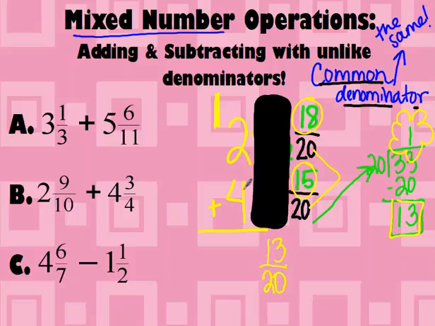Now we can add our whole numbers. So 4 plus 2 is 6, plus 1 is 7. So this specific answer would be 7 and 13/20. Again, we just regrouped because our fraction was improper when we added.